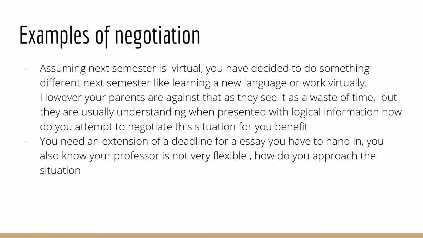So, examples of negotiation. Since we've talked a lot about school, I'm going to talk about something that's sort of in school, but not quite. Assuming next semester is virtual, you have decided to do something different next semester, like learning a new language or working virtually. However, your parents are against that as they see it as a waste of time, but they are usually understanding when presented with logical information. How do you attempt to negotiate the situation for your benefit?